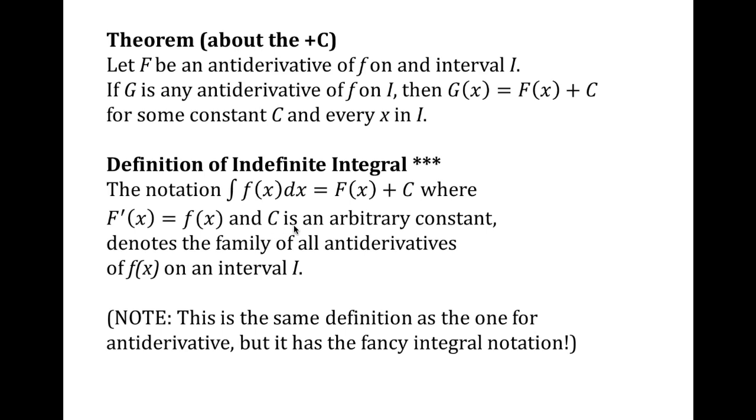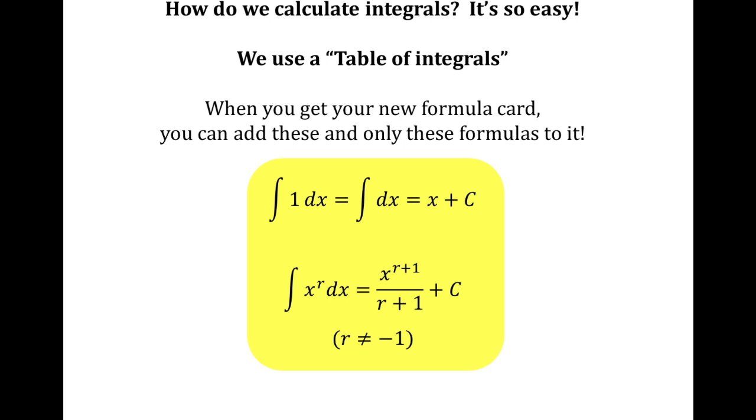C is any number. We're going to figure out in another lesson what c is. But what that denotes is the family of all the antiderivatives, like you saw on the previous page. Again, this is the same definition that we used on the previous page for the antiderivative, but it has a fancy integral notation now.